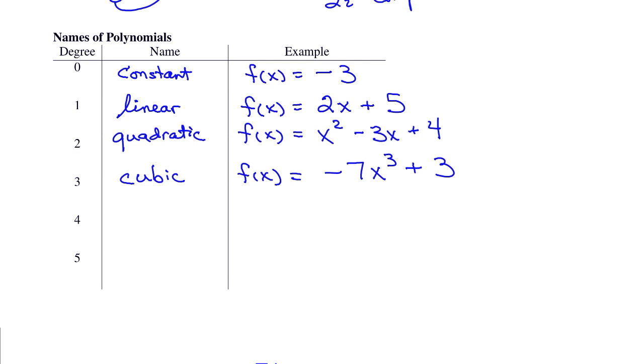A polynomial of degree 4 is called a quartic. You can remember this several ways. How many quarts are in a gallon of milk? There are 4 quarts. Or how many quarters are in a dollar or a football game? There are 4 quarters. And this is the root quart, which means 4. So for example, f of x is equal to x to the 4th plus 5x cubed minus 7x squared.